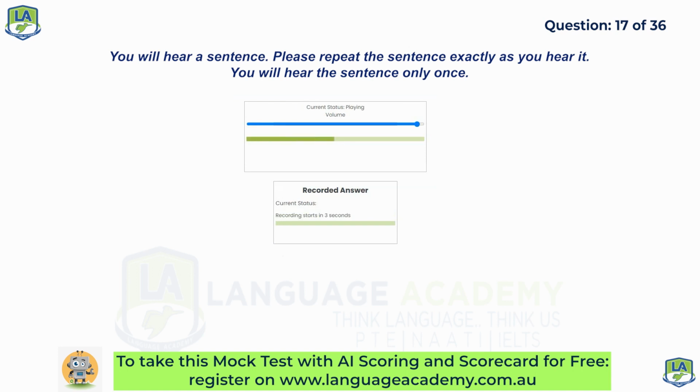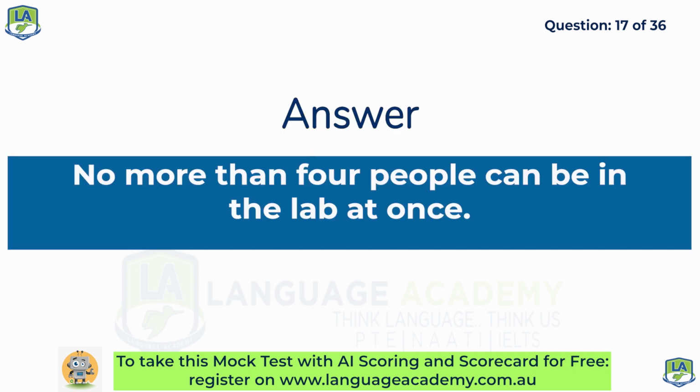No more than 4 people can be in the lab at once.